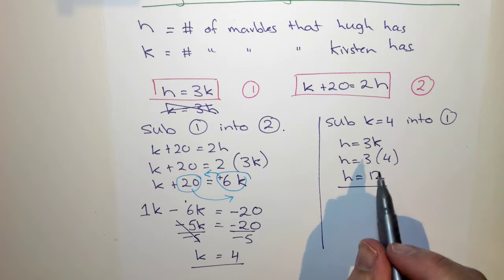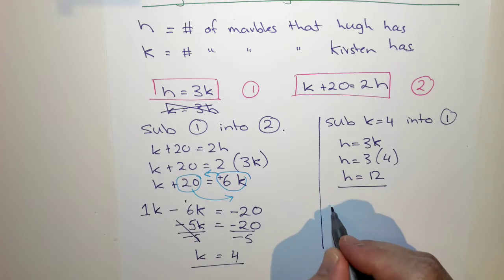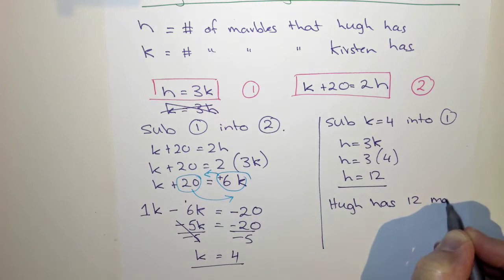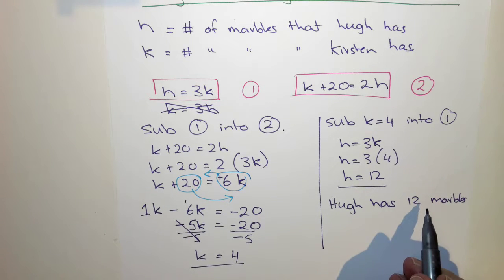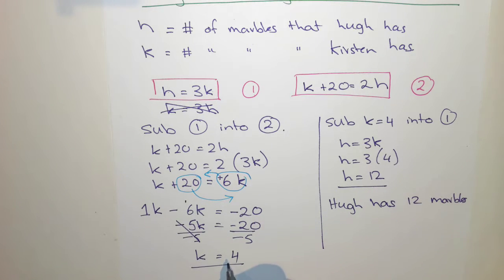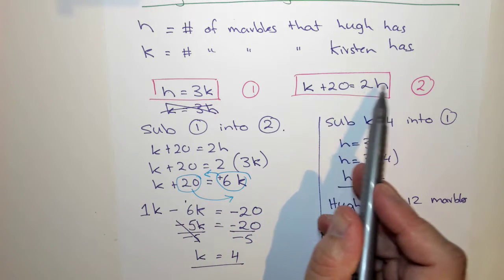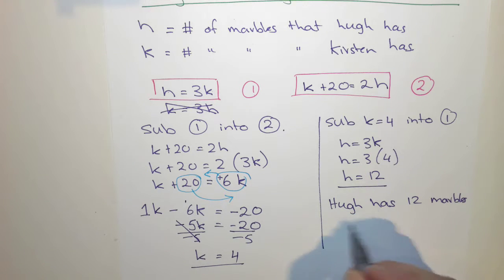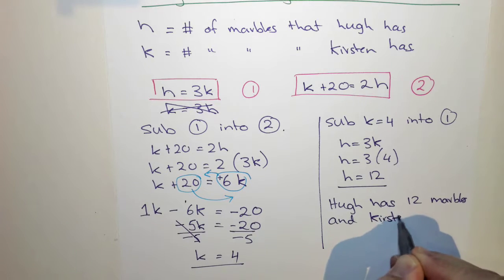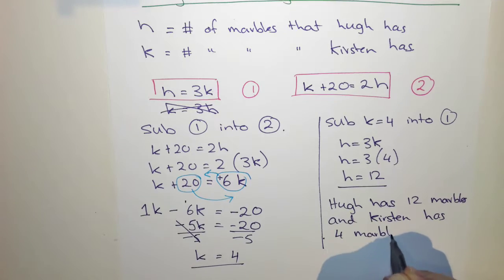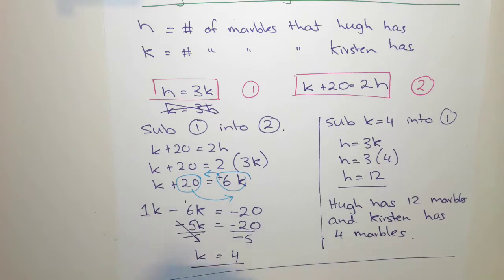So now we need to write our answer in our sentence, and we're going to say Hugh has 12 marbles, and 12 marbles is 3 times the amount that Kirsten has, and the amount that Kirsten has plus another 20 gives me 2 times the number of marbles that Hugh has. So Hugh has got 12 marbles and Kirsten has 4 marbles. And that's the answer to example number 1.